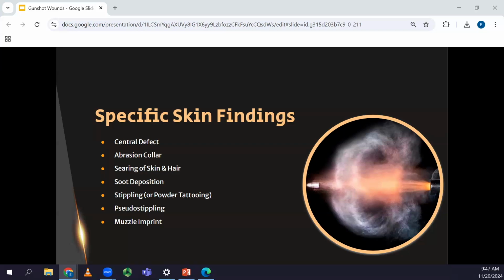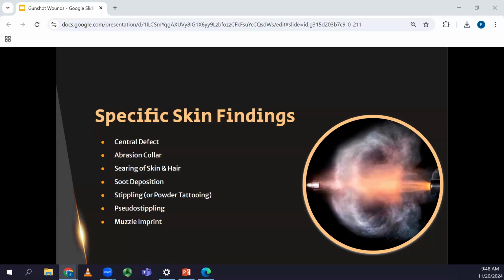And then you have stippling, which is actually unburnt gunpowder. The difference between soot and stippling is that soot, just like with a fire victim, you can easily wipe away. Whereas with stippling or tattooing, it might look black, it might look reddish brown in color, which we'll see in a couple of pictures later, but you cannot wipe that away. And that usually takes a couple of days before it actually resolves.